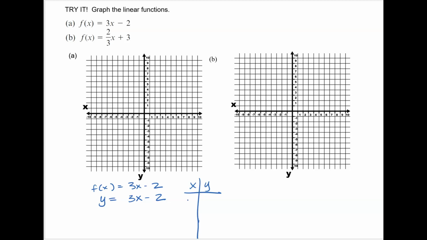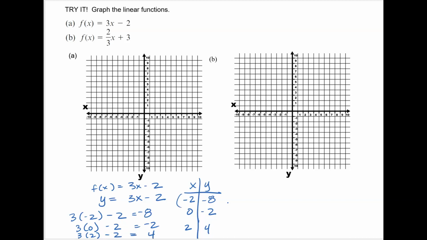For example, I might pick -2, 0, 2. I like to pick 0 because it's easy to plug in, and then a negative and a positive. Then all you have to do is plug it in. 3 times -2 minus 2 is -6 minus 2, which gives me -8. If I plug in 0, 0 minus 2, I get -2. And if I plug in 2, I get 6 minus 2, which is 4.